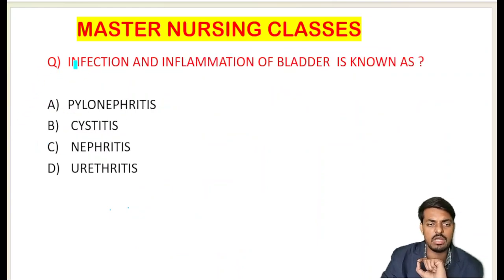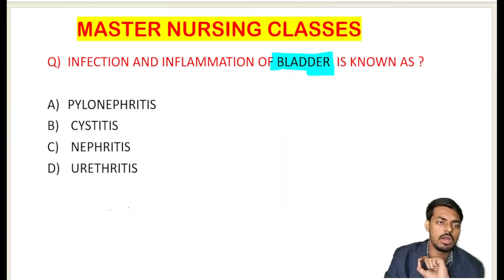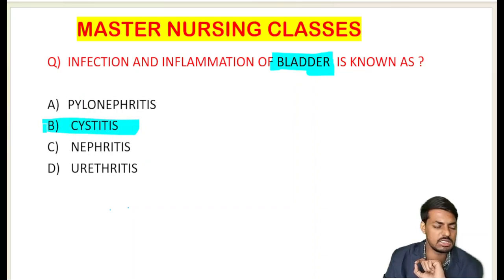And the next question is: the infection and inflammation of the bladder is known as. Okay, so what term do we use to describe the infection and inflammation of the bladder? The infection and inflammation of the bladder, we call cystitis. Yes, all of you have given the correct answer. That is option B.